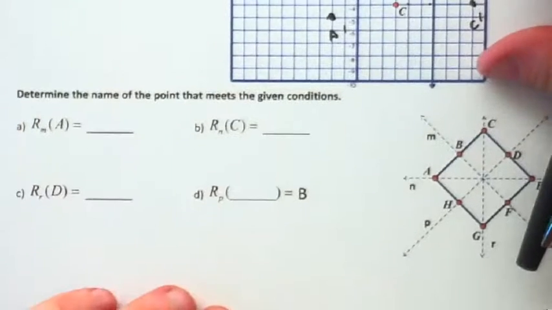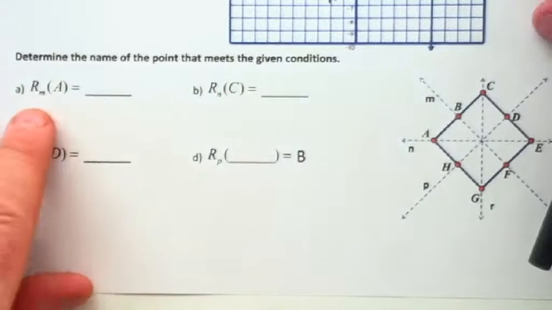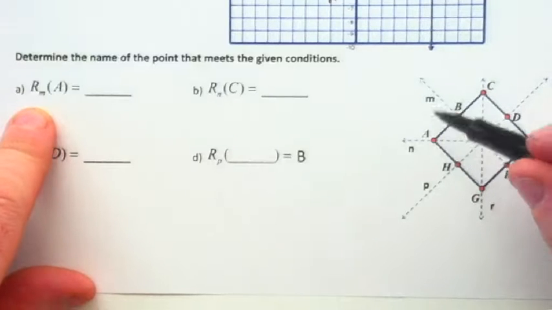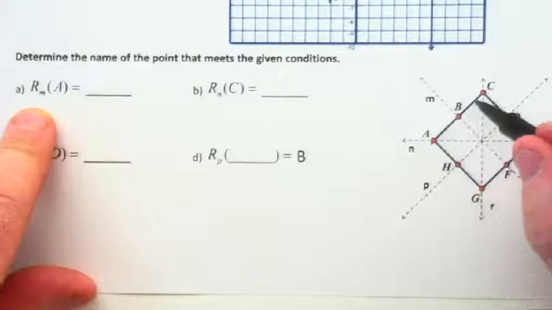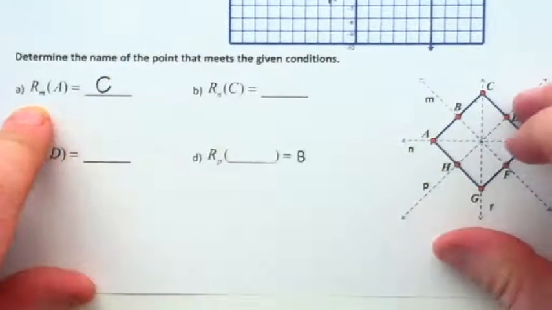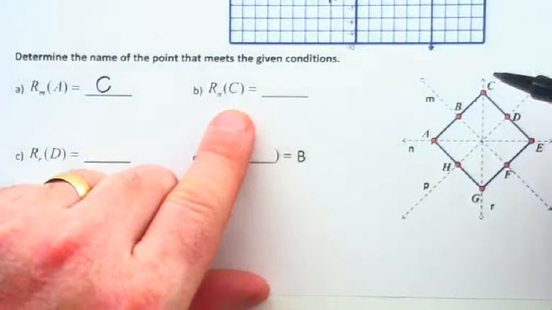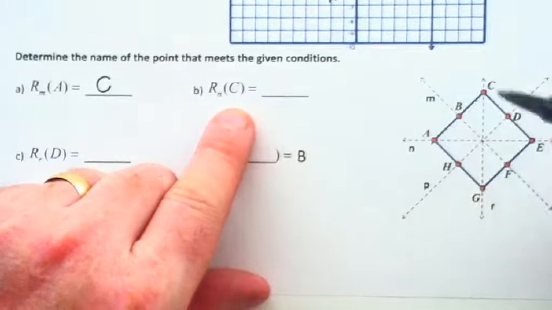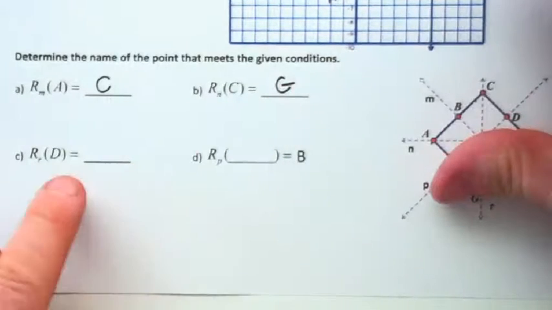Now, I like this group of questions. It takes a little bit of thought to figure things out. Using this square here, we're going to do some reflections. It says reflect A over line M. So this is our line. If we reflect A over M, we would land at point C. This asks us to reflect C over line N. Line N is this horizontal, and so C would land over here at G.